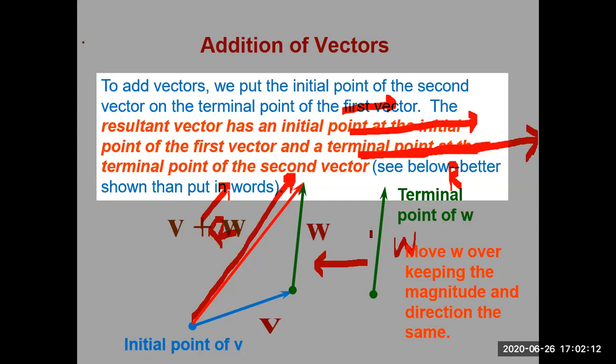This one is the terminal point, this one is the initial point. Move w over, keeping the magnitude and direction the same. You have moved this vector up to this point, with the head of the first, but you have not changed its direction or magnitude. Nothing is changed. Same, you have shifted it from this point to this point.